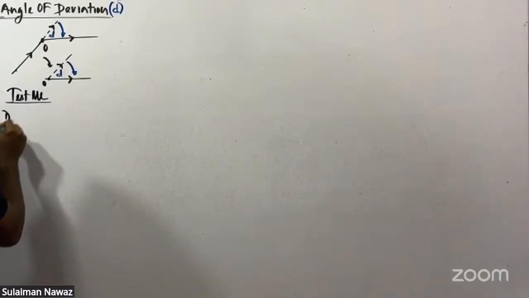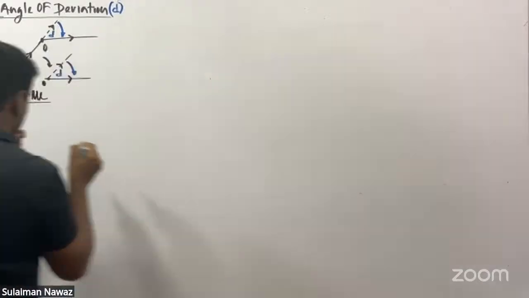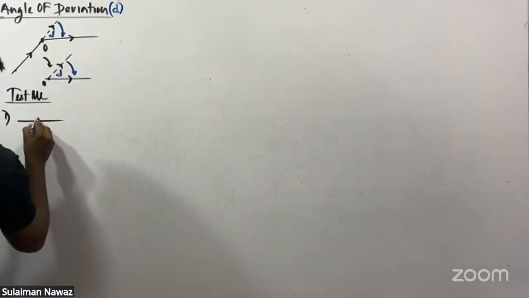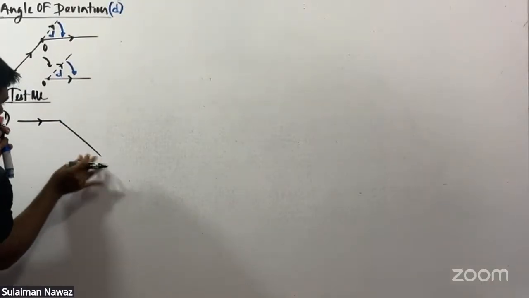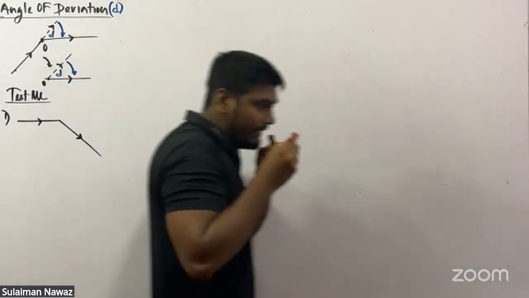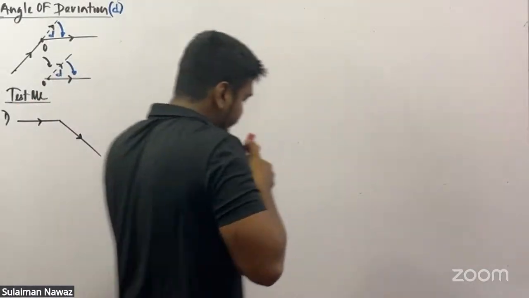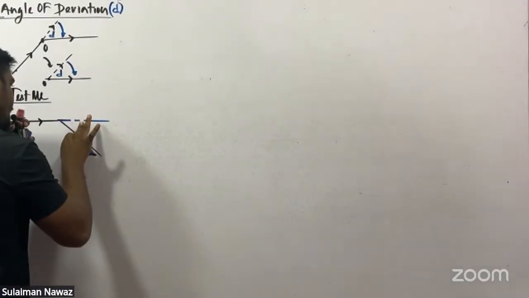The first question: the initial direction of the light ray is to the right side, moving in a direction like this. If you extend the initial direction of the path, this direction.